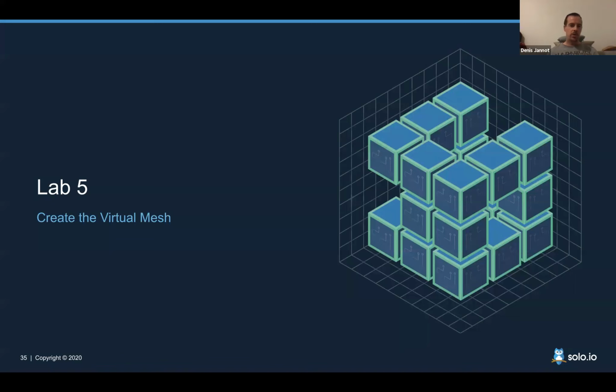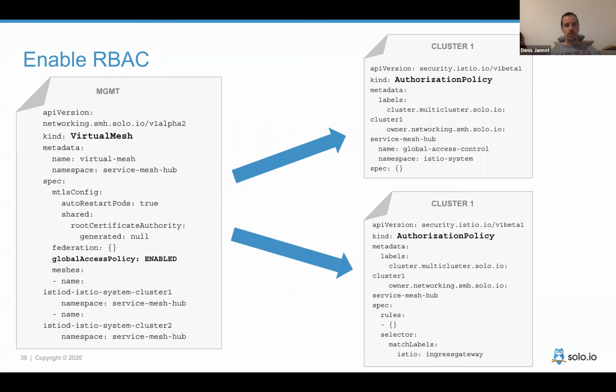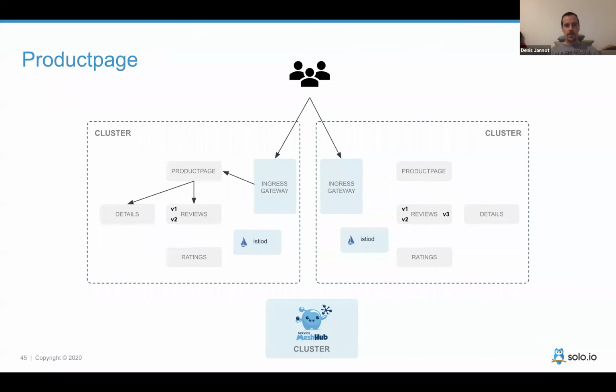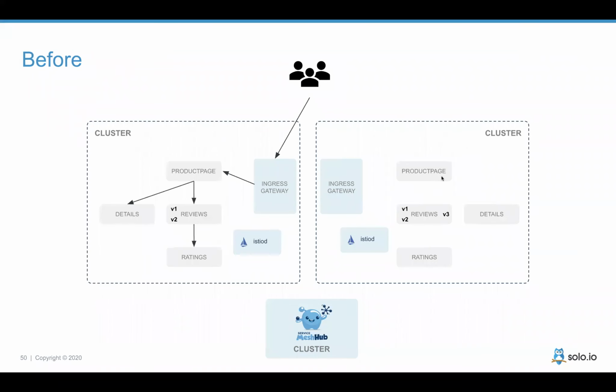I already created the virtual mesh in the environment we will use for the demo, so I'm not going to focus there. And I'm going to go back to access control a little bit later as well. So the first thing I'm going to do here is a quick demo about how I can now have this cross-cluster communication.